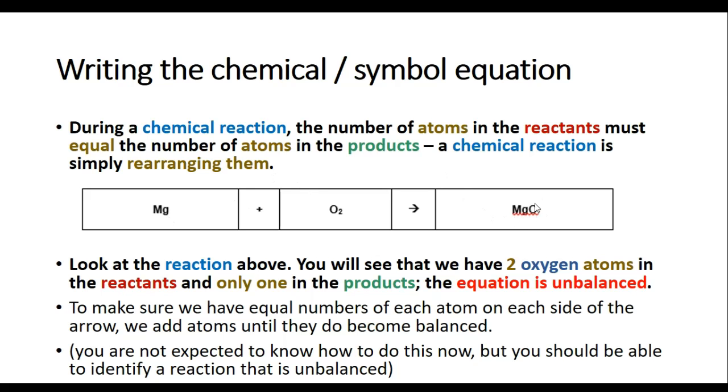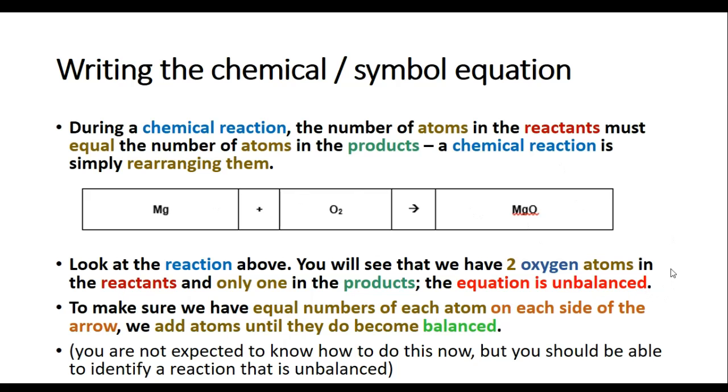But in terms of oxygen, we've only got one oxygen atom in the products. So we have two oxygen atoms in the reactants, but only one in the products. Therefore, we can call this equation unbalanced. Because there's more atoms on this side than this side, we can call it unbalanced.